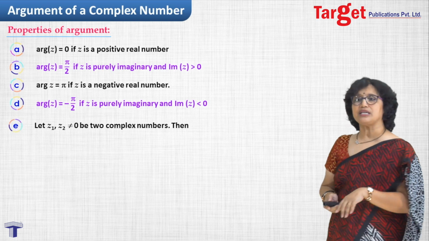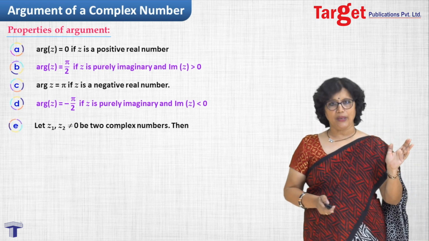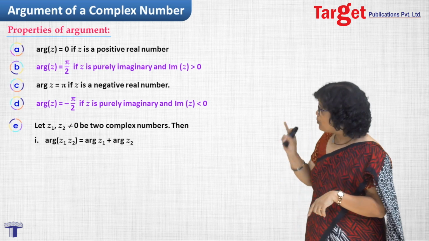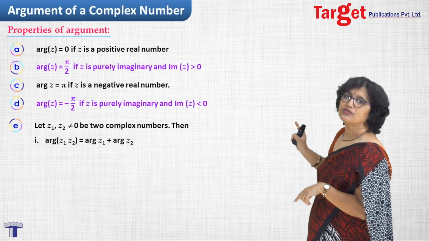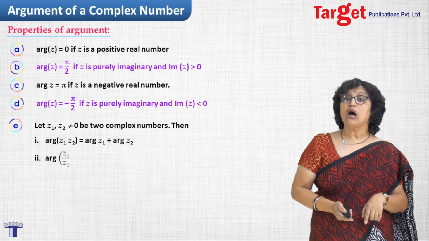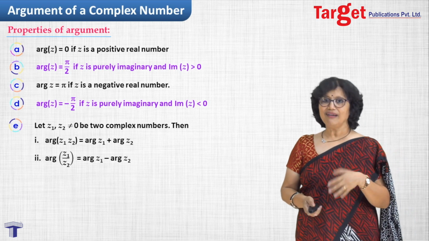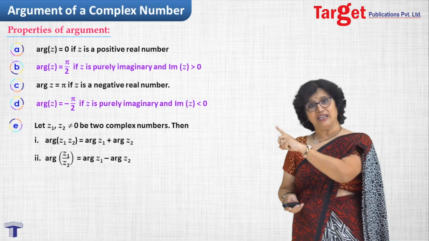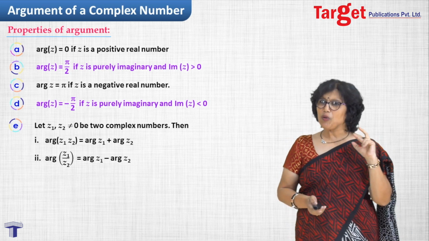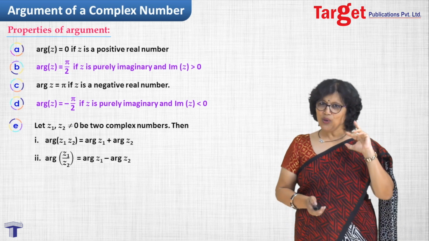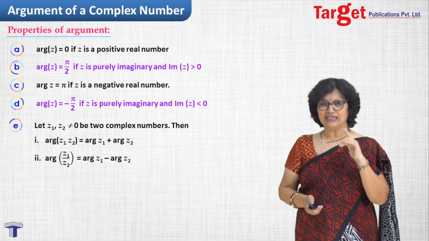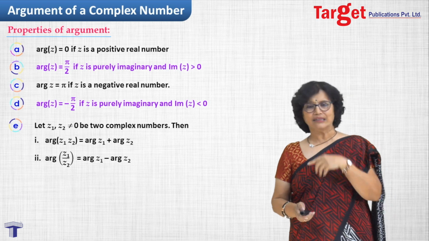Now, if z1 and z2 are two non-zero complex numbers, then what about the argument of the product? Argument of z1 z2 is argument of z1 plus argument of z2. What is next? As expected, argument of z1 upon z2 is argument of z1 minus argument of z2. Now, when you see these two properties, do you recall anything? They look similar. We have already seen them. Stretch your mind. Till then, I write the third property.